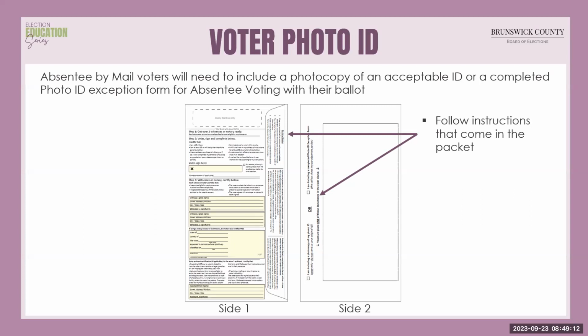The other side of the ballot envelope is the receptacle in which the voter will place the photocopy of the voter's acceptable form of ID or a completed photo ID exception form for absentee voting. In addition to the voter's signature and copy of photo ID or completed photo ID exception form, an absentee by mail voter will need either two witnesses or a notary to complete their section on the absentee ballot envelope.